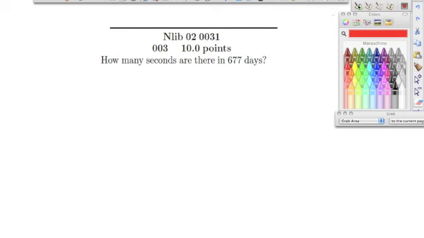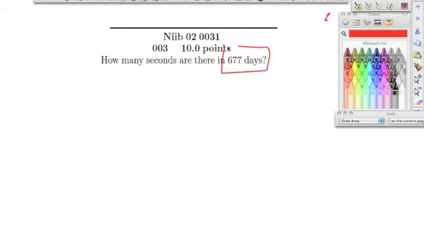Alright guys, moving on to number 3. It says how many seconds are there in 677 days. Okay, so again we're doing another conversion factor, and we're converting from days into seconds.